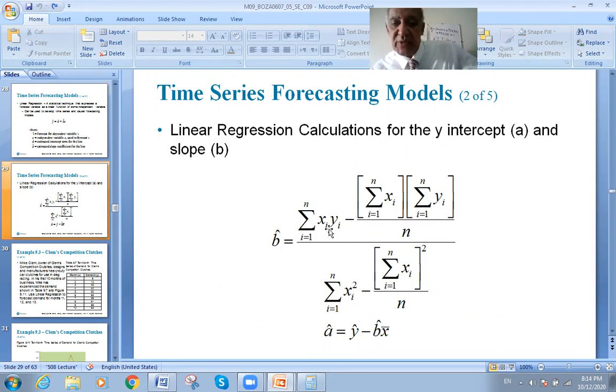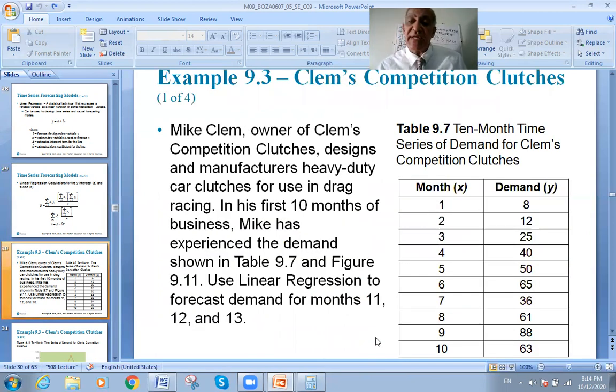So b equals summation xy minus summation x times summation y divided by n, all over summation x square minus summation x, all squared, divided by n. n is the number of the series. For example, if it's 10 years, then you will divide by 10. If it's 5 years, you will divide by 5. Then this is the b. You got the b by this law. When you substitute with the numbers, you will get the b. Then to get a, substitute in the equation: a hat equals y bar minus b hat x bar. We got the b, so no problem.